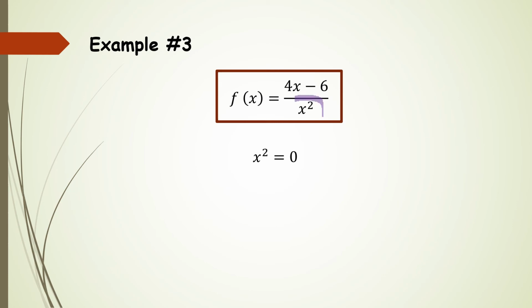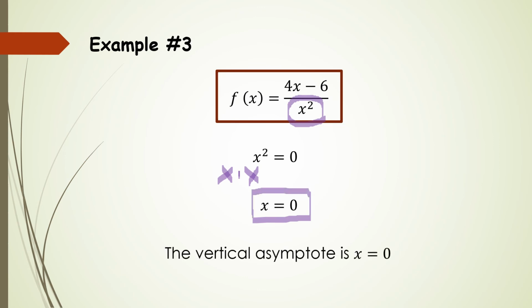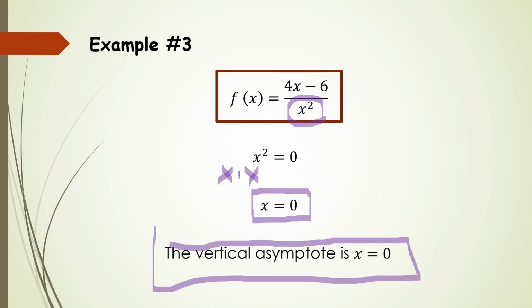Example number 3, we have f of x is equal to 4x minus 6 all over x squared. So, by looking at the denominator, we have x squared. X squared is equal to 0, or x is equal to 0. Since ang factor naman ng ating x squared ay x times x. At kapag naman ito ay parehong nai-equate sa 0, isa lang naman ang makukuha natin, which is x equal 0. Therefore, our vertical asymptote is x equals 0.